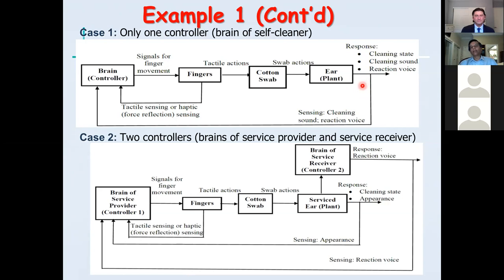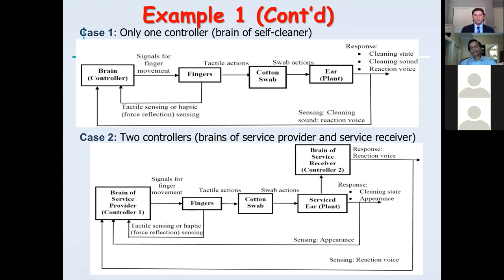Then you have other things. For example, you can hear the sound of cleaning by yourself. Not only that, sometimes you may do something wrong, you feel the pain and you may scream. So you feel the pain, and also you hear the screaming. All that goes into the brain, and the brain adjusts the manipulation accordingly. So that is your problem. So now you can see it's a human-oriented situation, but still you see sensors, actuators, and controllers. You can think that is also a mechatronic problem.